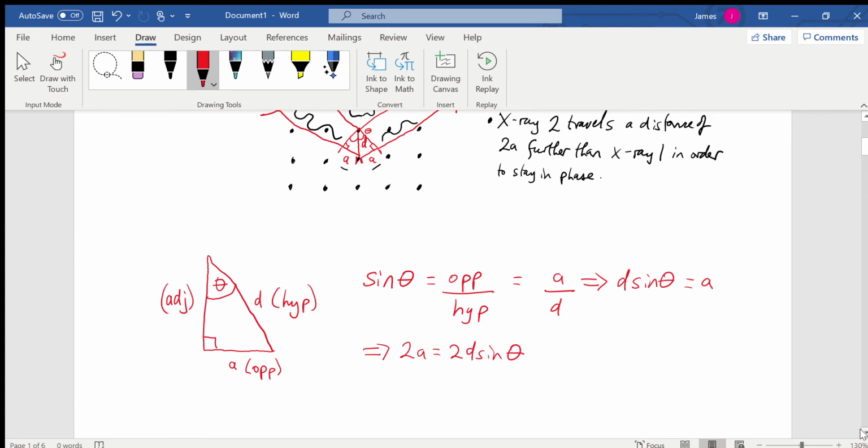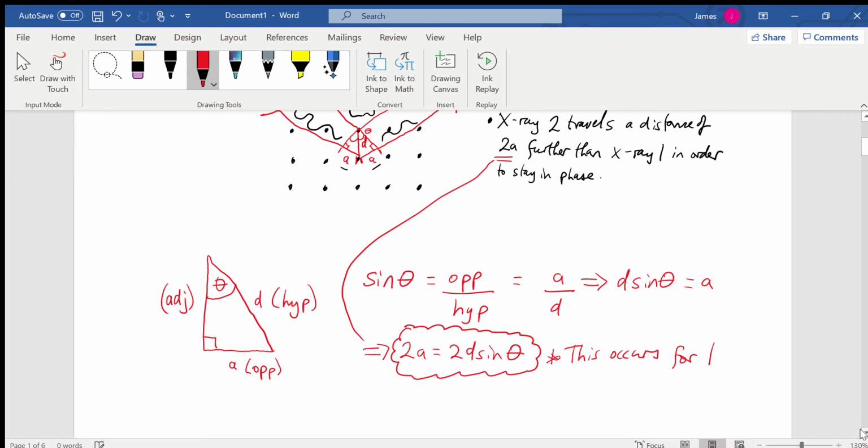Okay, so if we look at this equation so far, this is the extra length traveled, right? This is the extra length traveled in order to stay in phase. Now this occurs for one crystal layer. For one layer. We can say one atomic layer, I guess.